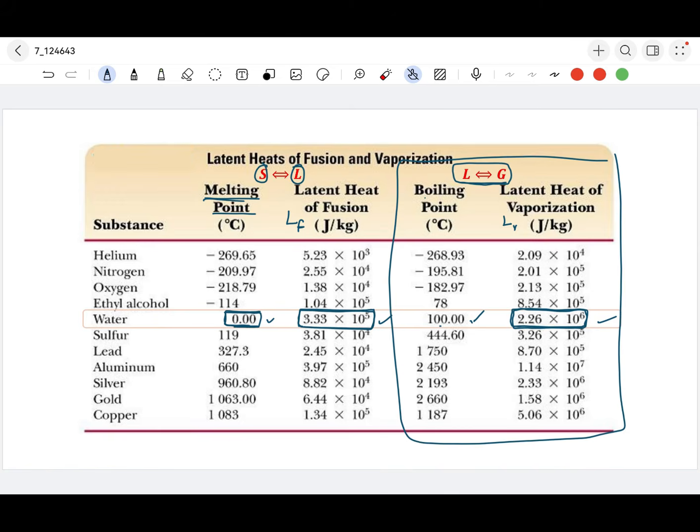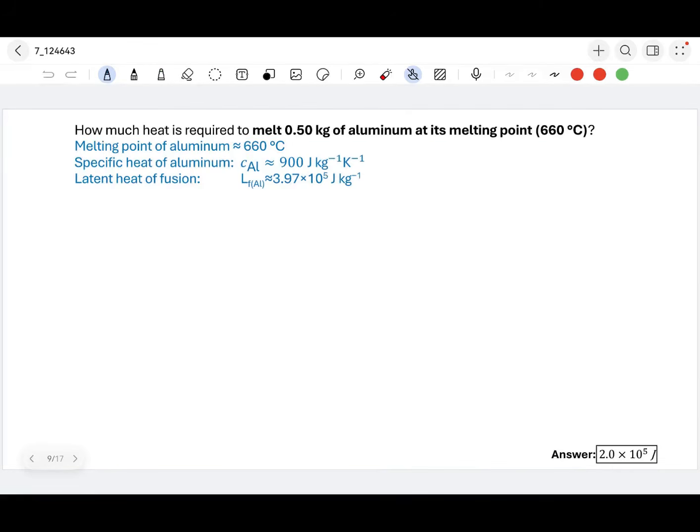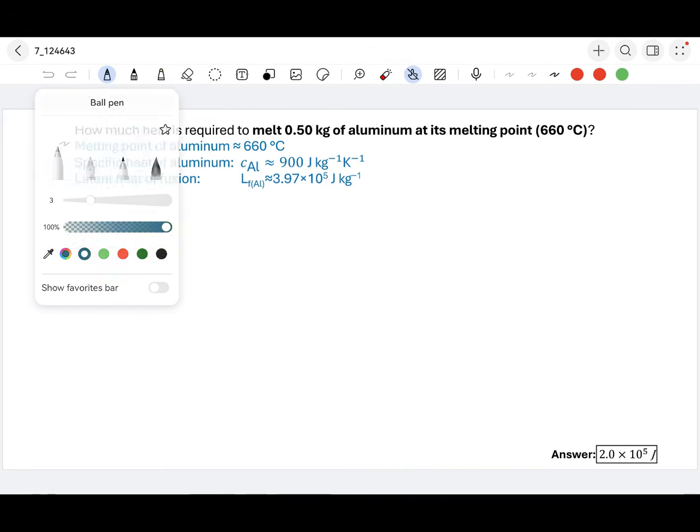What is boiling point? Boiling point means the temperature at which the liquid will convert into the gas. That's it. What is latent heat of vaporization? It is the amount of heat energy given to 1 kilogram of the liquid for the phase change, to convert the liquid into the gas. Okay, let's do some problems on this.